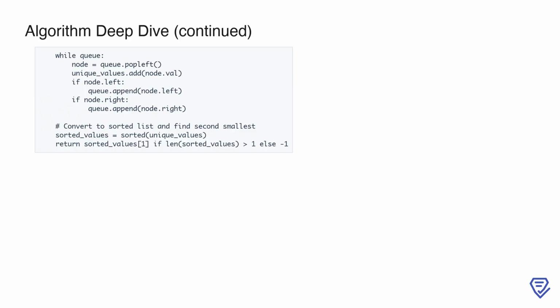Once all nodes have been traversed, we convert the set into a sorted list to access the smallest and second smallest values. If the sorted list contains at least 2 elements, we return the second smallest value at index 1. Otherwise, we return -1. This simple yet efficient approach ensures that we handle all edge cases, traverse the tree completely, and return the correct result in all scenarios.